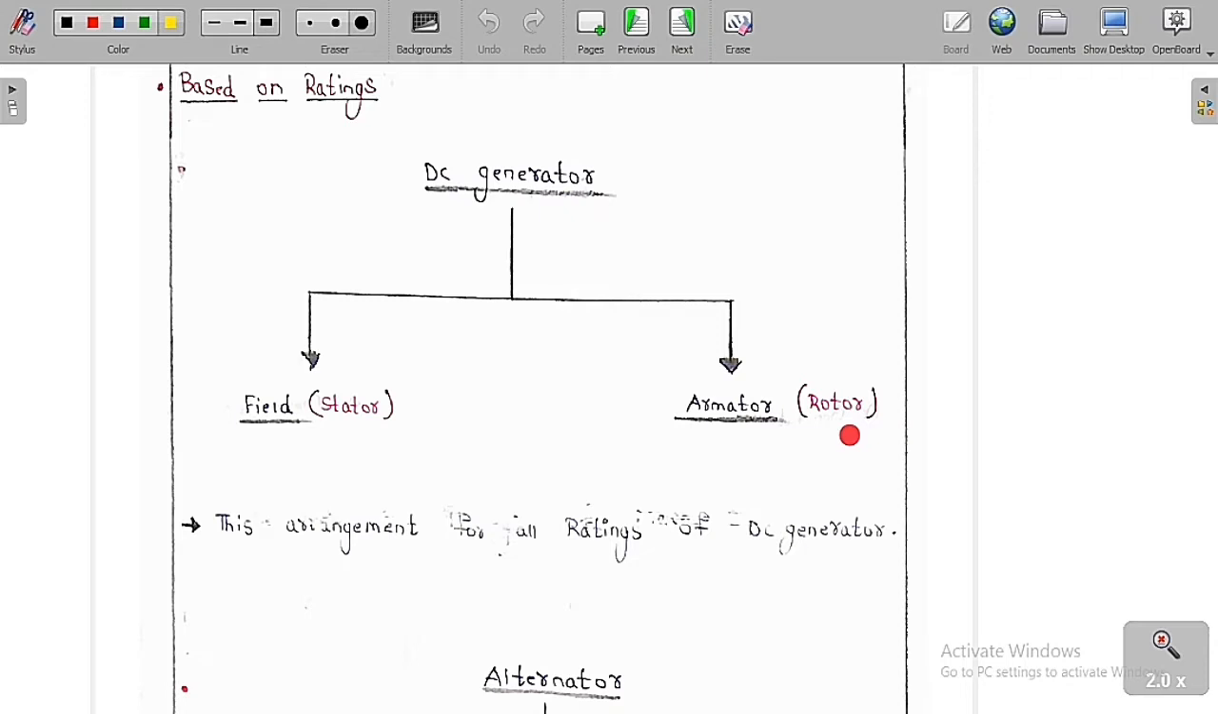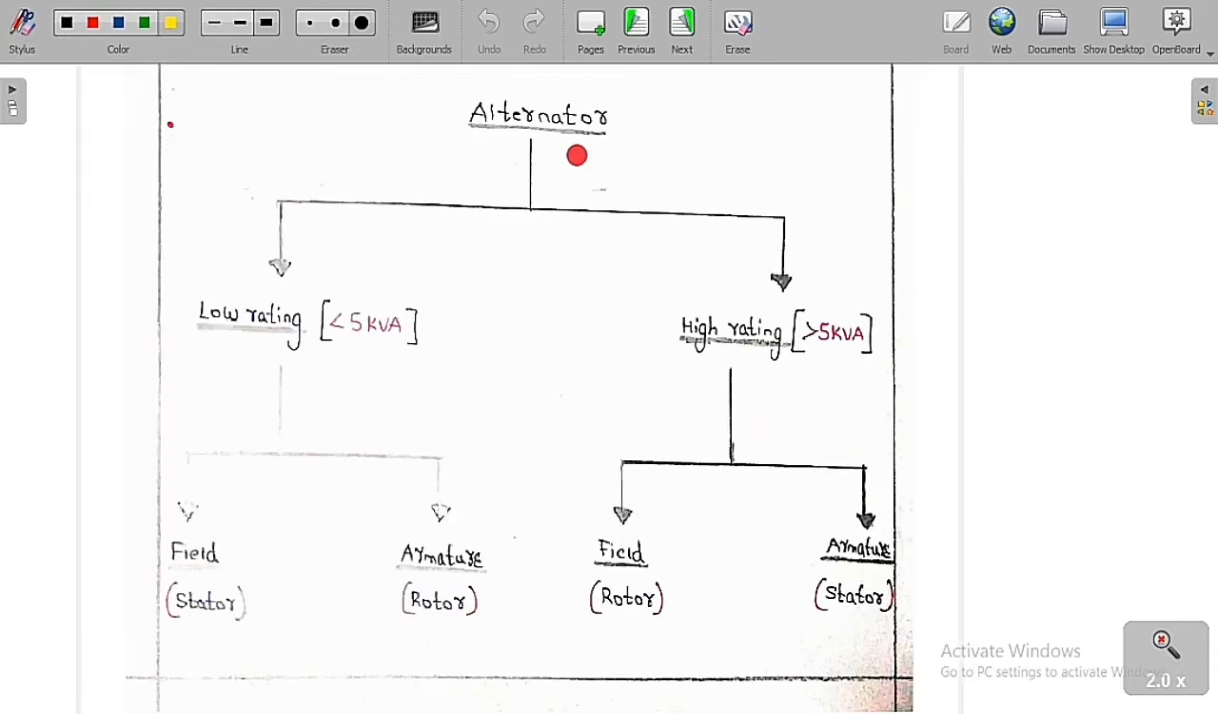But this is not the same case for AC generators, and now we will see the specific reason behind this. In the alternator, or AC generator, for low rating, meaning whenever the rating is less than 5 kVA, if the rating of the alternator or AC generator is low, then definitely we are going to keep the field winding on the stator and the armature winding on the rotor.